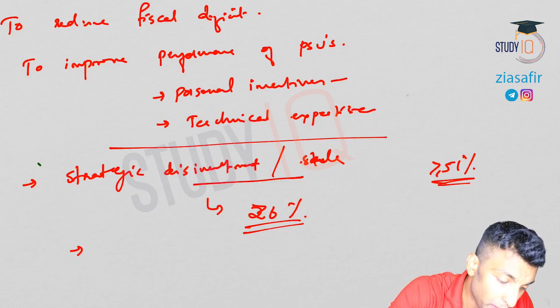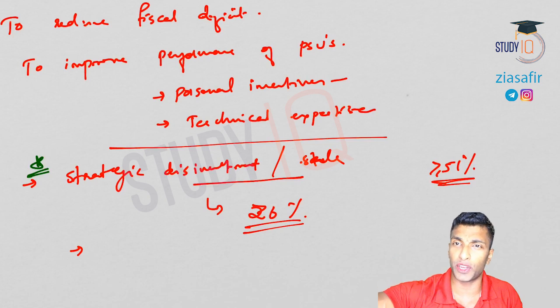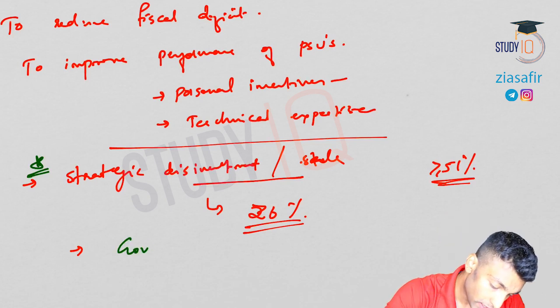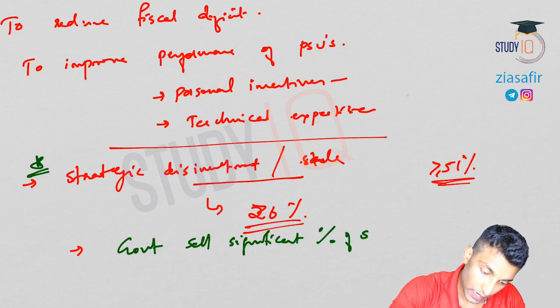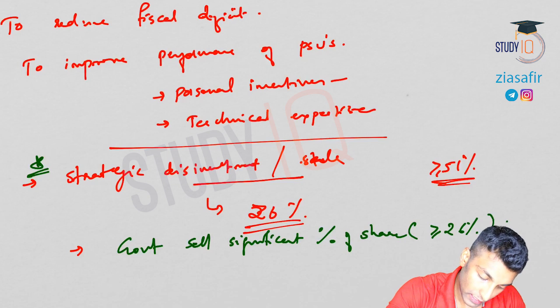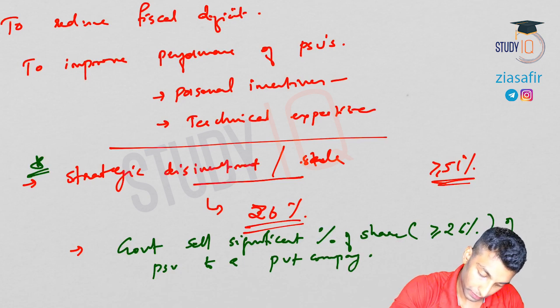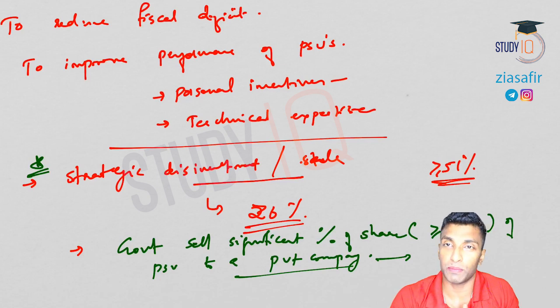So when I'm talking about this word, you keep in mind, this is very important. This can be asked in prelims as well as mains. Strategic disinvestment means a significant portion of the share of the government, at least 26%, will be sold. It can be more than 50 also, so that the management may also be shifted to the private sector. Under this, government sells a significant percentage of share, that means at least 26% of a PSU to a private company having expertise in the concerned business. So minimum 26, and if it is beyond 50, the management will also be shifted. Okay, so that's what strategic disinvestment is.